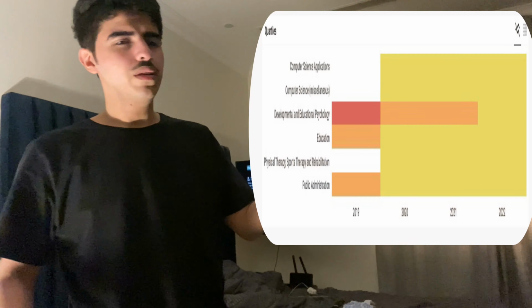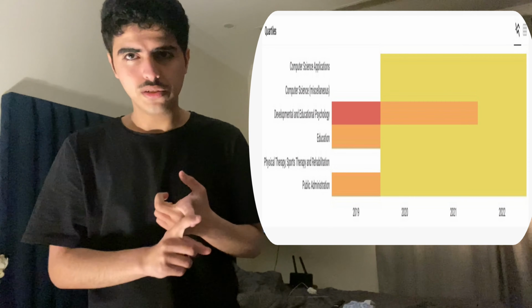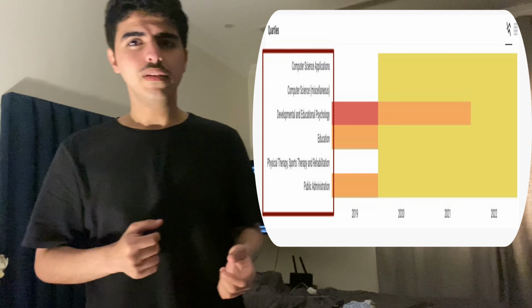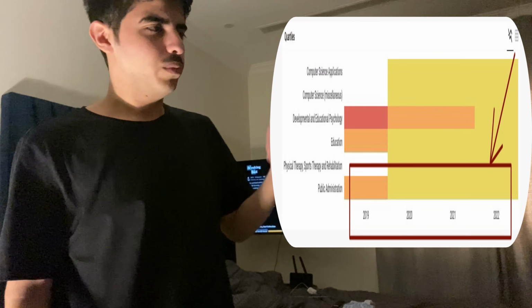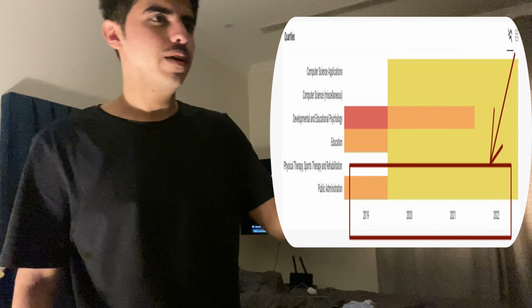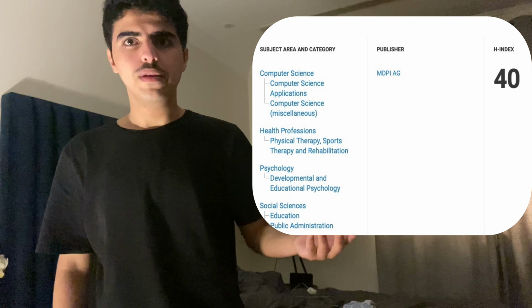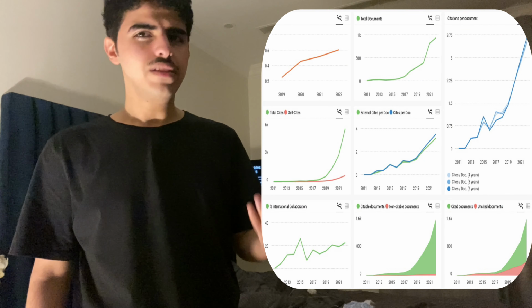This is what I found in terms of the quartiles of the journal depending on the subject area that the journal has published in from 2018 to 2023, and the H-index, which seems to be so impressive, and so many interesting data that give you a detailed understanding of the journal performance.